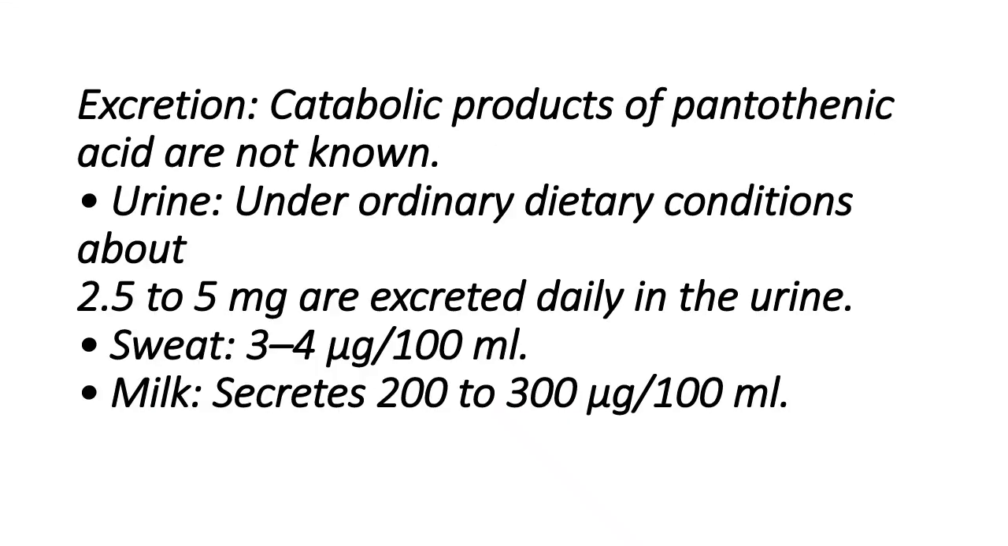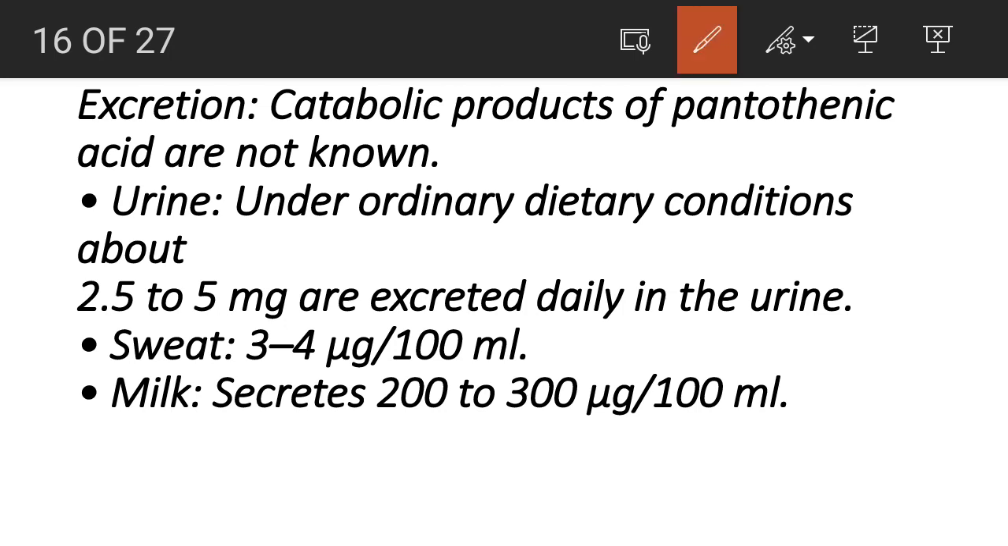Catabolic products of pantothenic acid are not known. Under ordinary dietary conditions, about 2.5 to 5 mg are excreted daily in the urine. Through sweat, it is 3 to 4 microgram per 100 ml, and milk secretes 200 to 300 microgram per 100 ml. So the exact catabolic product of pantothenic acid is not known, but these are the basic statistics through which it is excreted through urine, sweat, and milk.